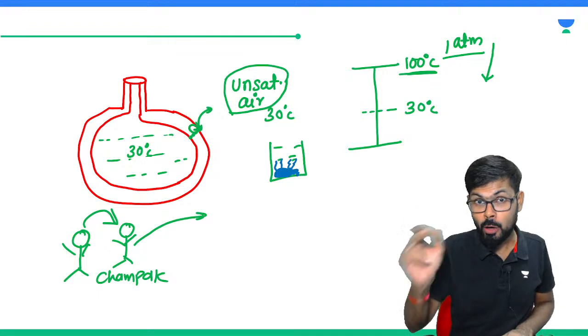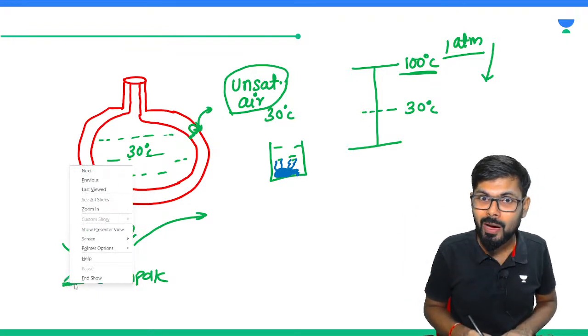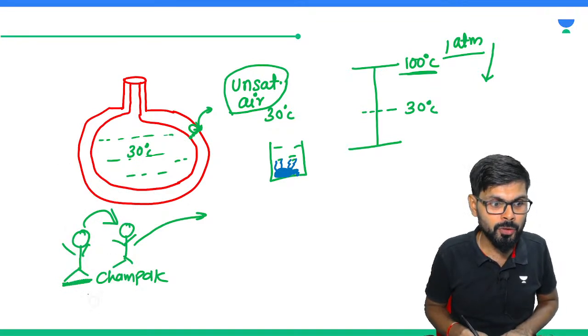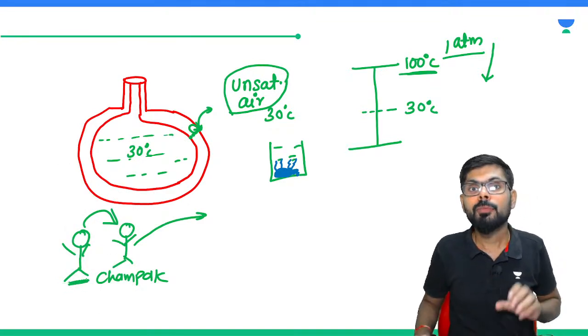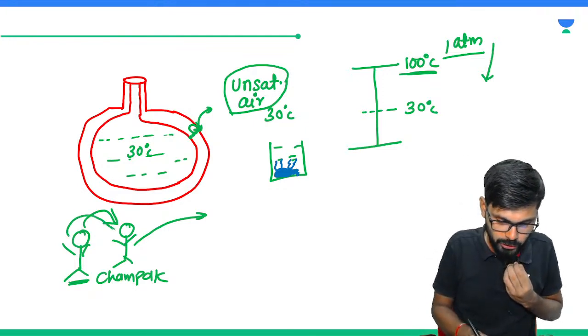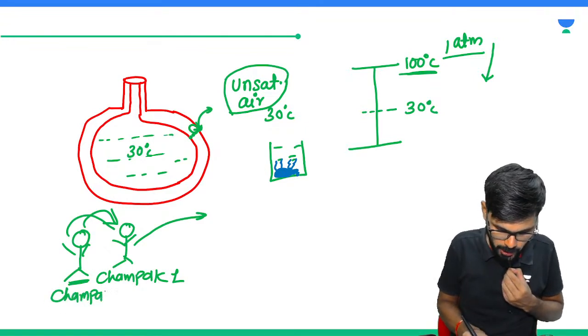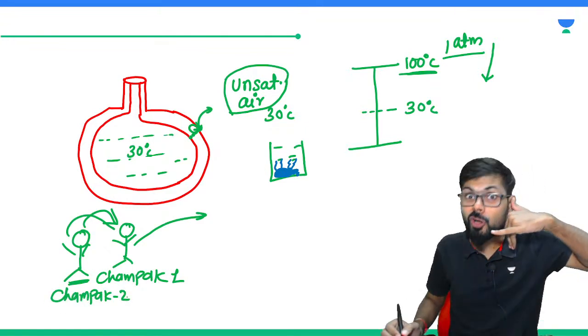Now the process is done. What happens after that? Why would this Champak give the money? Because every evening he will call him. This is Champak 1, this is Champak 2. Champak 2 will call every evening.